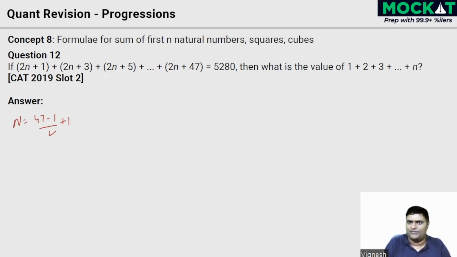That's counting the number of terms in an AP. The last term minus the first term, divided by the common difference, plus 1, is the number of terms. That's going to give me 46 by 2, which is 23, plus 1, so 24 terms.